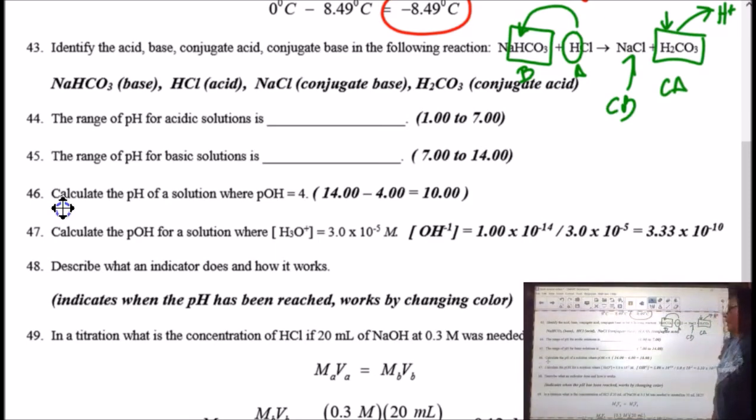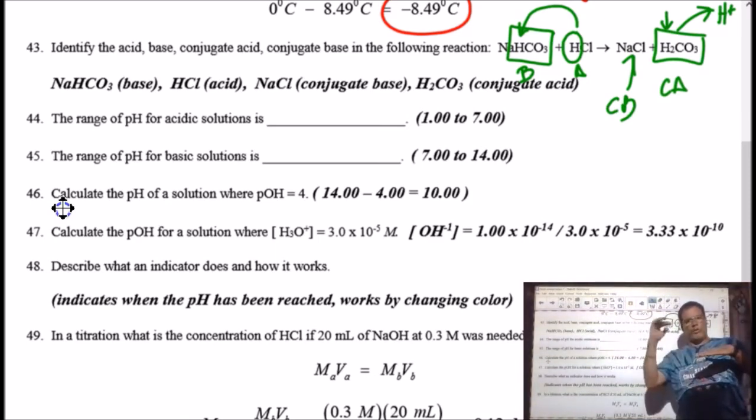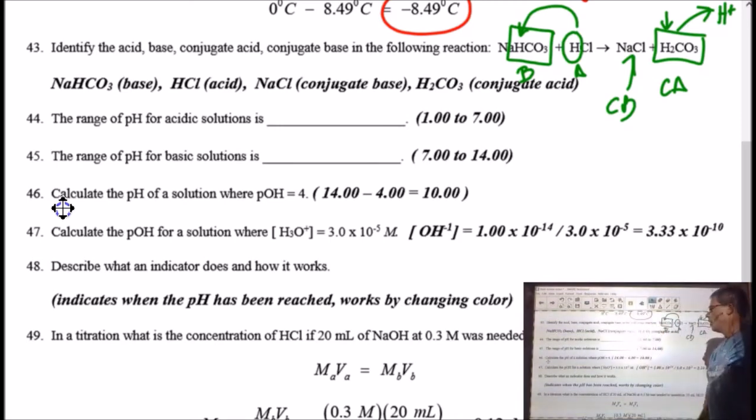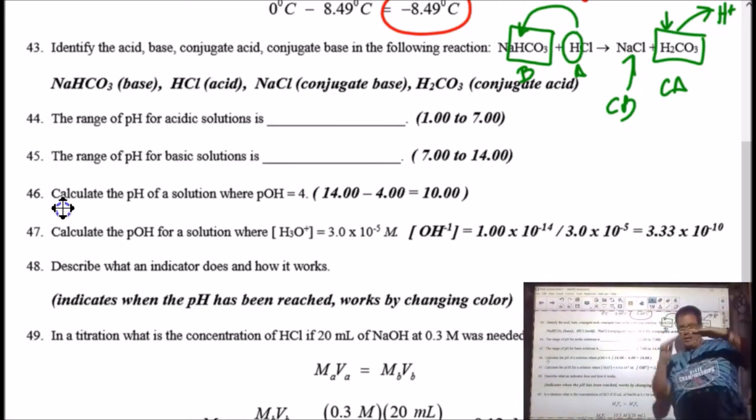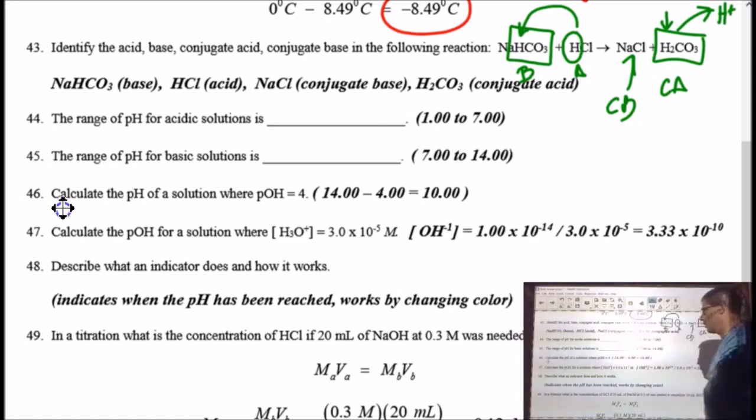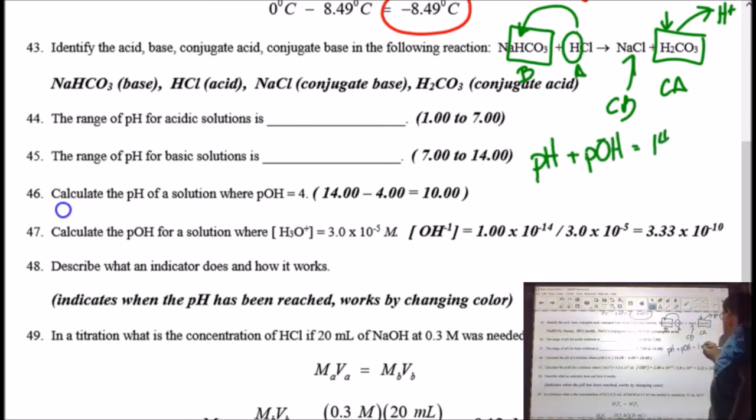44. The range of pH for acidic solutions is approximately 0 to 7, or 1 to 7. For basic, 7 and up, so 7 to 14. Calculate the pH of a solution where the pOH is 4. So again, pH plus pOH equals 14.0. So you already know one of them. Subtract it from 14.